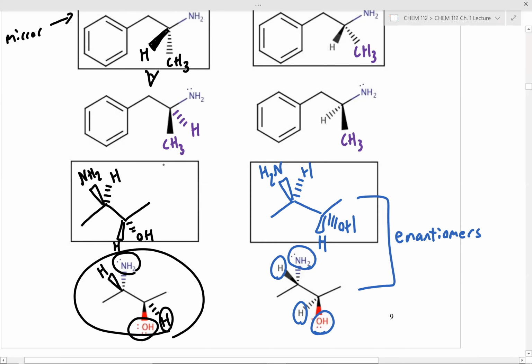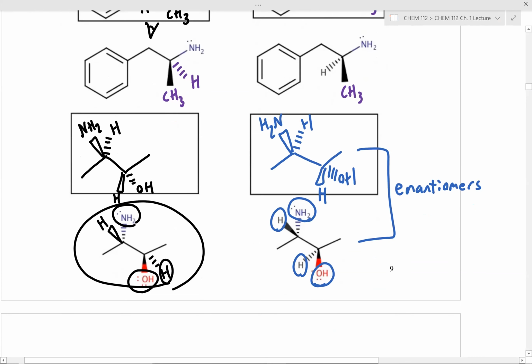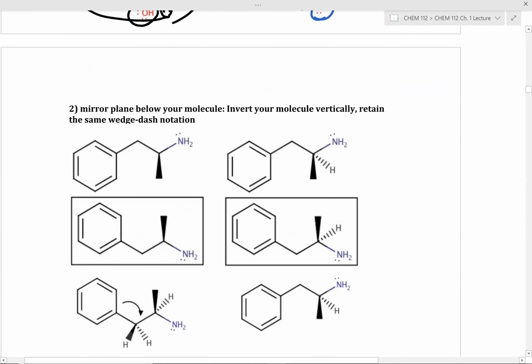And it's really important to recognize all the different ways that you can draw enantiomers, because when I show you a pair of molecules, it's really important to be able to identify quickly whether they're identical molecules or whether they're enantiomers. So one other way to draw enantiomers is to visualize a mirror plane below your molecule. So you're going to invert your molecule vertically, and you're going to retain the exact same dash wedge notation. So all you're doing is flipping your molecule vertically 180 degrees, and you're going to make sure that the dash wedge notation stays exactly the same.